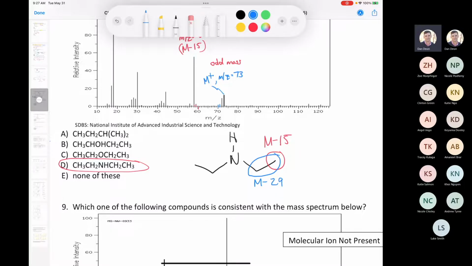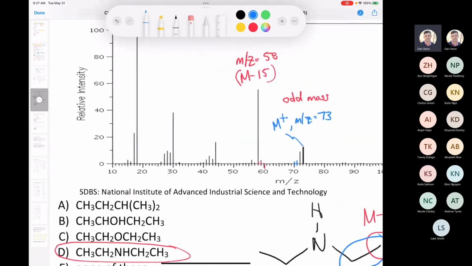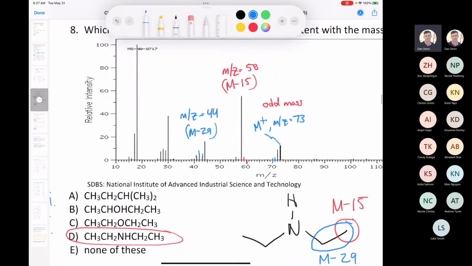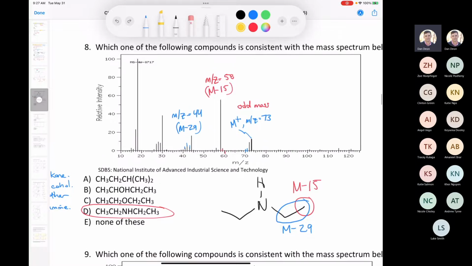If we take 73 and we subtract 29, we get 44. Let's look at 44. We have 40, 41, 42, 43, 44. So this is M minus 29. So this is mass over charge equal to 44, and again, that's from the loss of the ethyl. And again, you don't have to identify every single peak in the mass spec, but I'm just showing you how you might identify a couple of them.